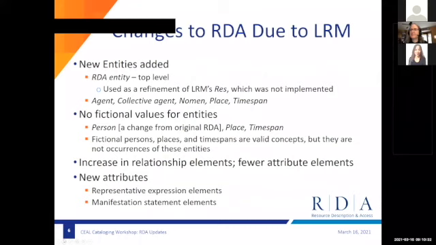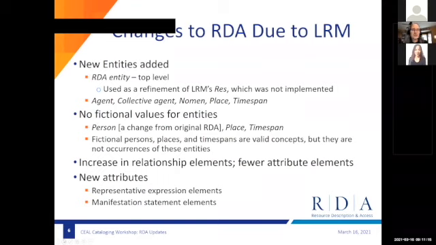Next slide, please. So what changes happened in RDA due to LRM? Well, we added new entities that were in LRM that were not in previous models. But instead of implementing LRM's res, which is its top level, we implemented RDA entity instead. It's a little more refined and it only covers all of the other RDA entities. Res is broader, as in everything in the universe of human discourse. And since RDA really does not address subjects outside of RDA entities, this is why RDA entity was created. A significant change is that there are no fictional values for entities in the new LRM.